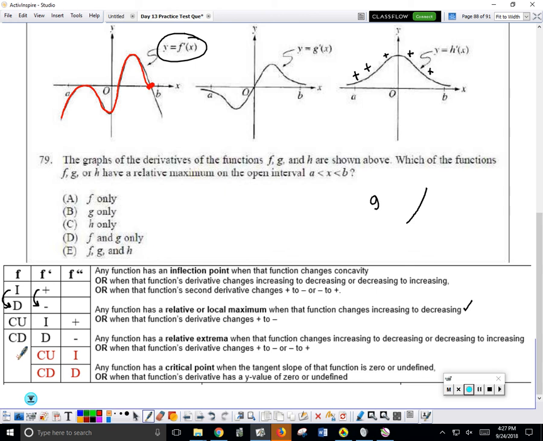So, just to be clear, this is not a relative max on F prime. But whatever that x coordinate is, that would be a relative max for F. Does that make sense? So it's only positive to negative, not negative to positive. Negative to positive would be a relative min. Okay. And also, so I guess when you have a max or a min, that's when you can find the tangent slope, right? When you have max and min.